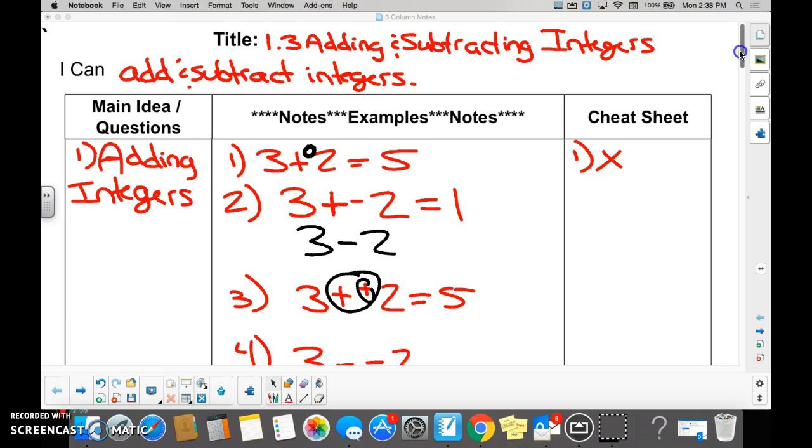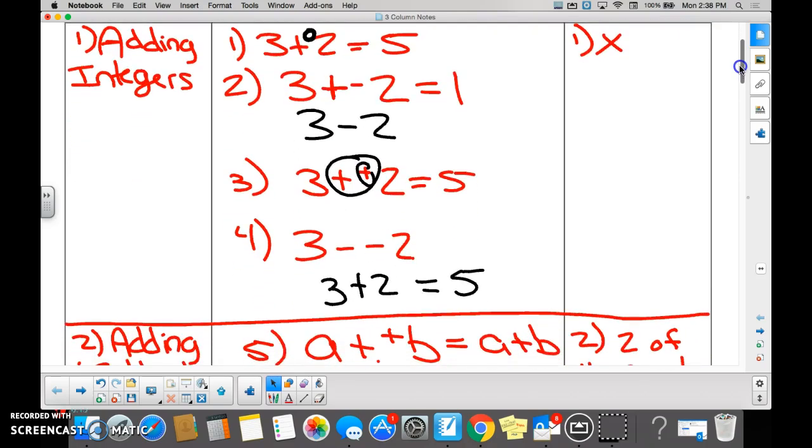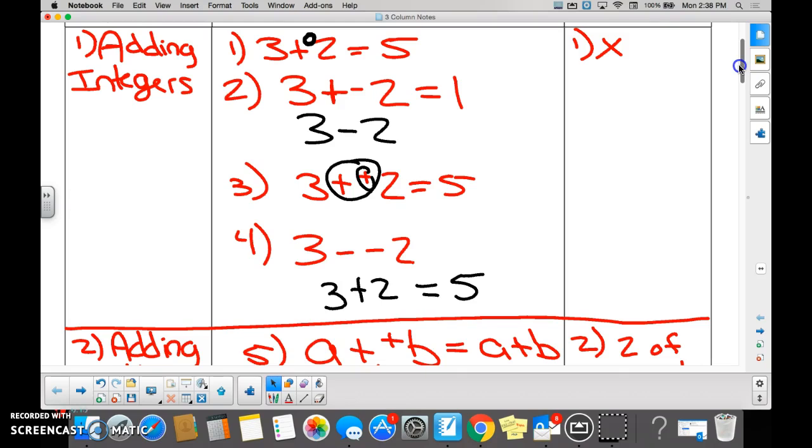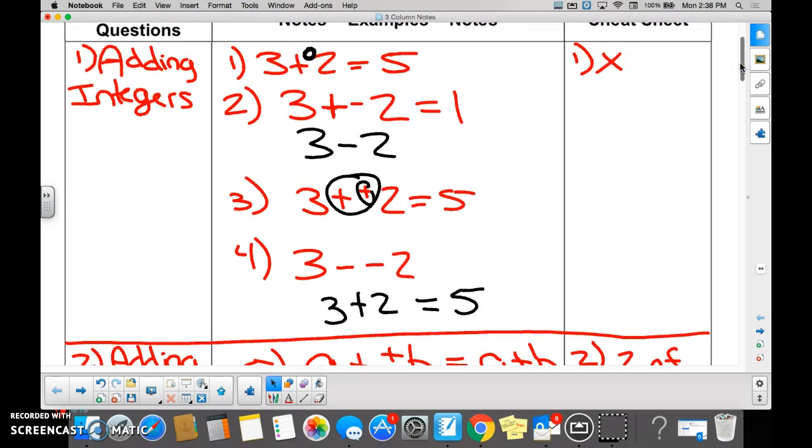Ladies and gentlemen, we started off on number 1 by simply talking about adding integers, and we got confused. Yes or no? Yes. I know I've been teaching this for 19 years, and even I get confused doing this. Because we had a problem like 3 plus 2. What's 3 plus 2? 5. Pretty simple, right? What is 3 plus negative 2? 1. 1, but does that get a little bit more complicated?